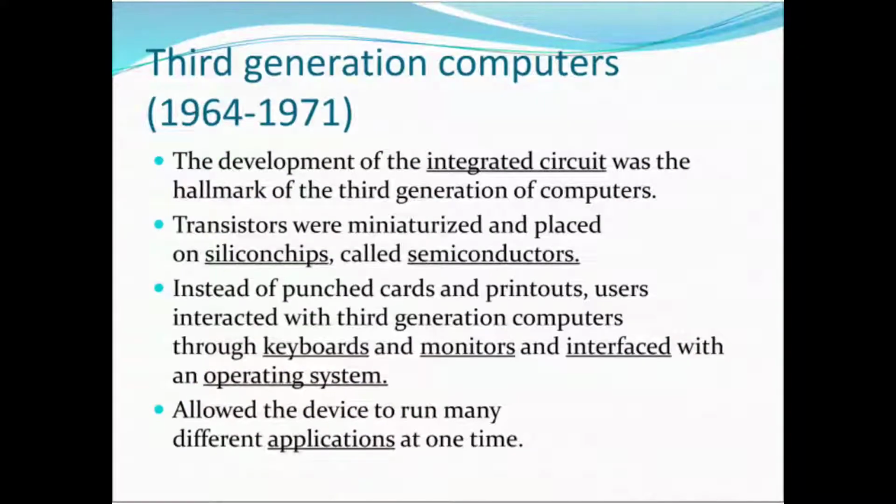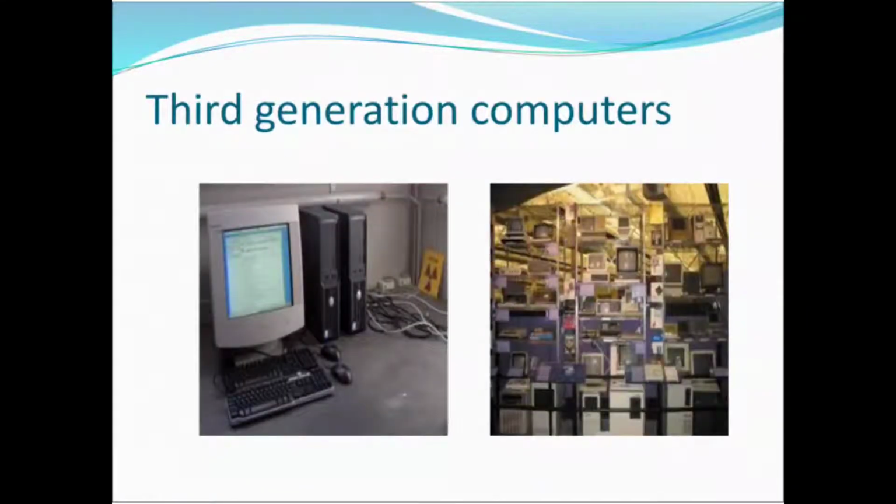Third generation computers. The time period is from 1964 to 1971. In this generation, the development of the integrated chip was the hallmark of the third generation of computers. Transistors were miniaturized and placed on silicon called semiconductors, which allowed the device to run many different applications at one time. IBM 360 and Honeywell are examples of third generation computers.